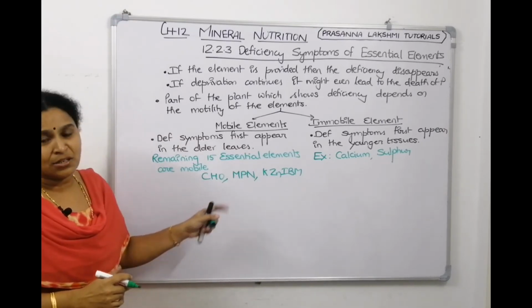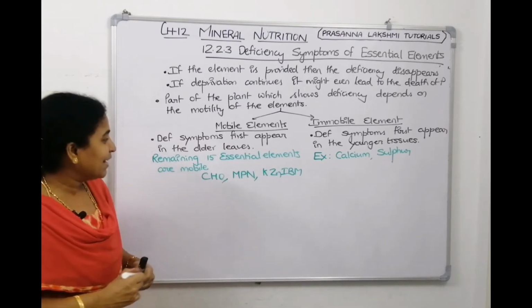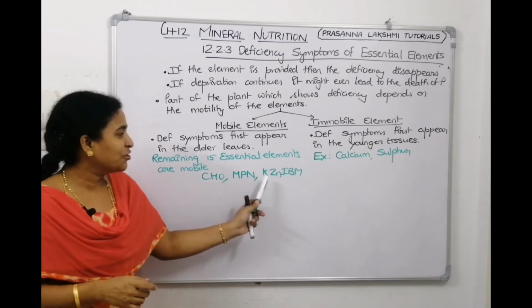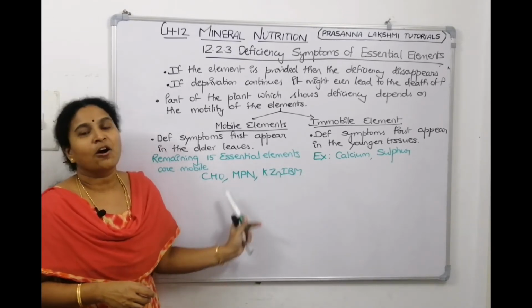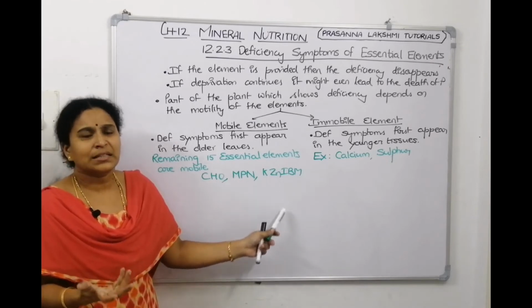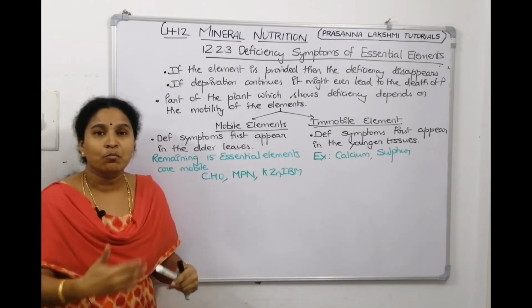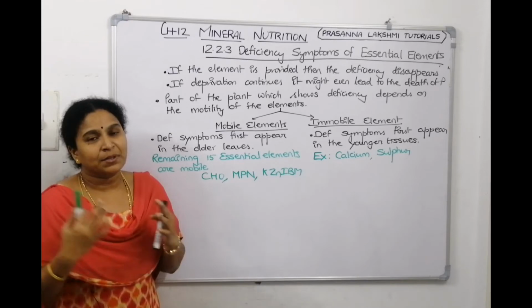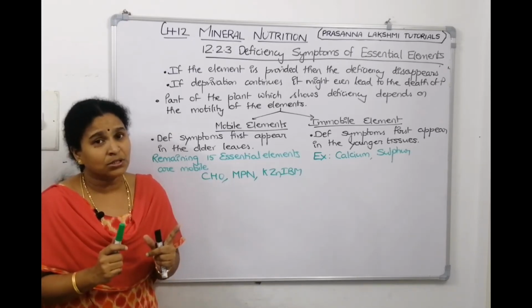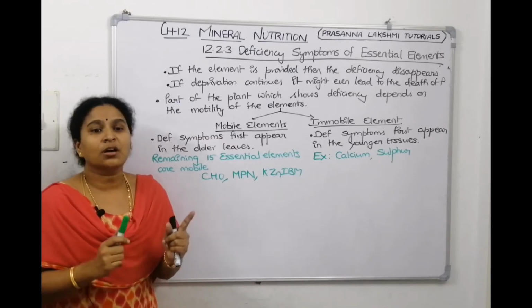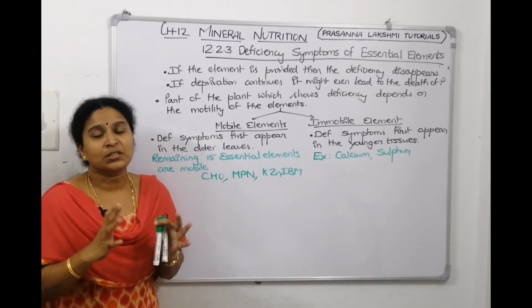So carbon, hydrogen, oxygen, magnesium, molybdenum, manganese, phosphorus, nitrogen, potassium, zinc, nickel, iron, boron, all these are examples of mobile elements. They can move from the older parts and move to the younger parts. Understood, children? Any doubts? Take a screenshot. Then we will discuss some deficiency symptoms.